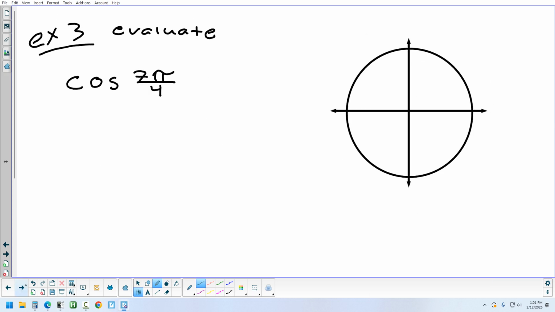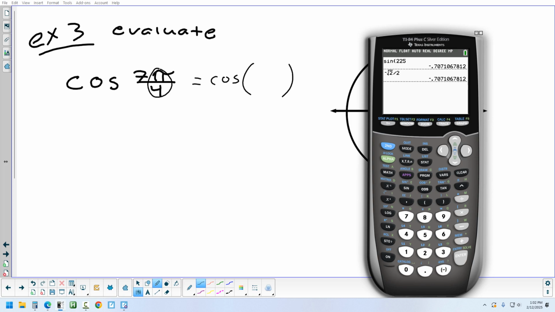Okay, so that's 225, and let's try this one. Cosine 7 pi over 4. We have to convert it to degrees maybe, unless I know what that is, but I don't. So converting to degrees is probably a good idea. So that's 7 pi over 4. Well, start with just this. What's pi over 4? 45. So it's 45 with a 7 in front.